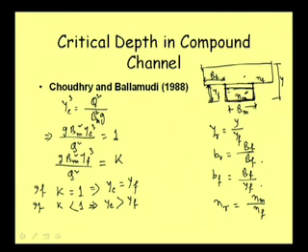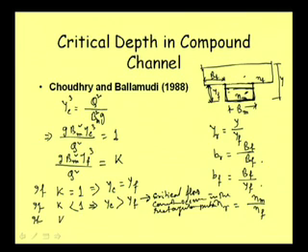So, this implies that critical flow cannot occur in the rectangular portion. Okay. Now, if we have another condition that k is greater than 1.